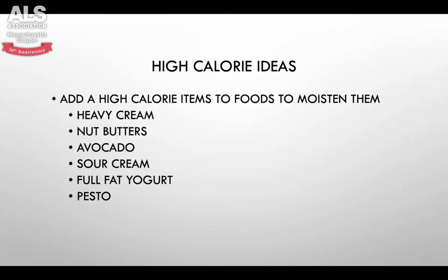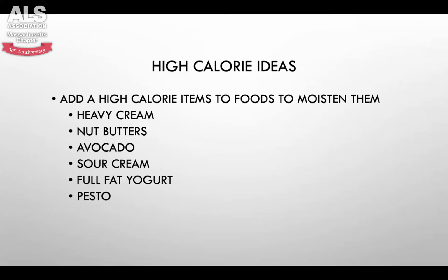Some high calorie ideas, things you can add to food that are great for moistening the foods, but also can add lots of needed calories. Adding heavy cream or whipped cream to foods, adding nut butters, whether it's peanut butter, almond butter, cashew butter, those are all really good high calorie fats. Peanut butter maybe doesn't moisten things so much, but you want to have plenty of oil in them so they're not real dry.